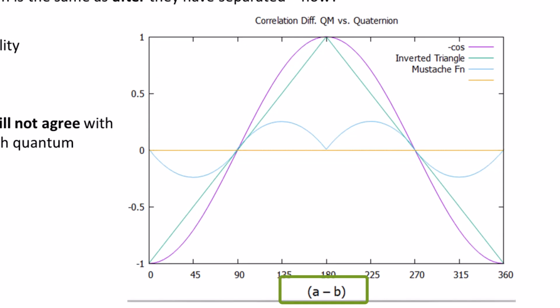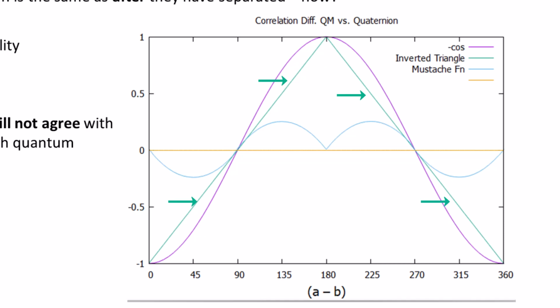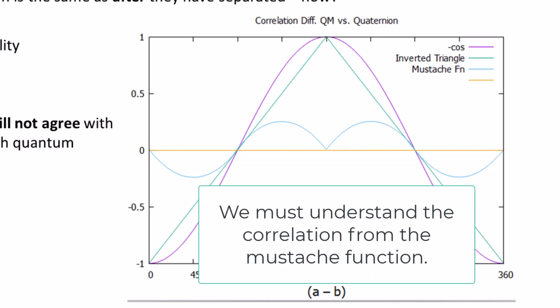Here is a view and summary of the correlations in this figure. At various settings between Alice and Bob, the correlation from an entangled state of an EPR pair at the source is the same as after they separate. The data comes from EPR coincidence experiments. The triangle results from dropping the entanglement, giving the product state, and the difference, I call the mustache function, is the part that gives the violation of Bell's inequalities. It is this contribution to the correlations with a CHSH value of 0.828 that we must understand.